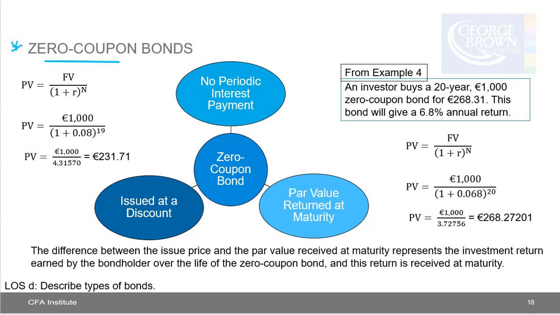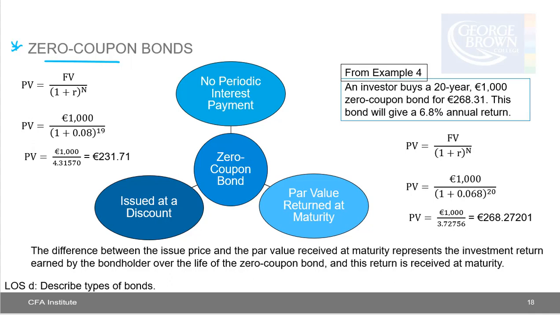Zero coupon bonds are issued at a discount to the bond's par value. That is, at an issue price that is lower than the par value. The difference between the issue price and the par value received at maturity represents the investment returns earned by the bondholder over the life of the zero coupon bond.